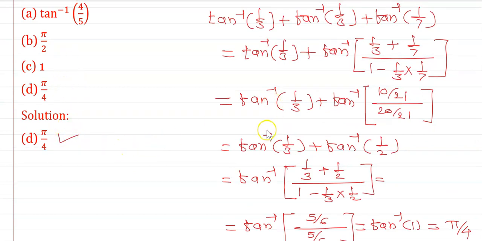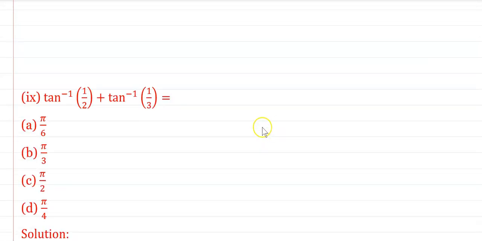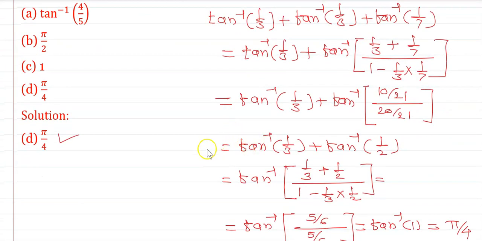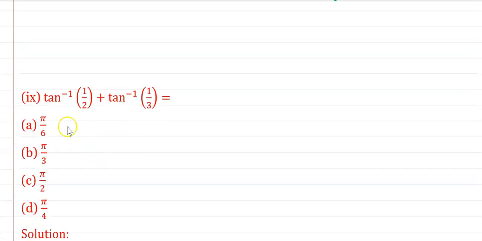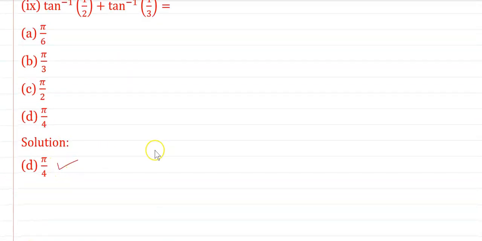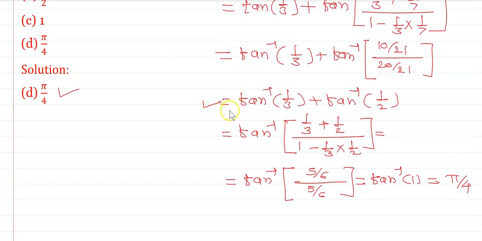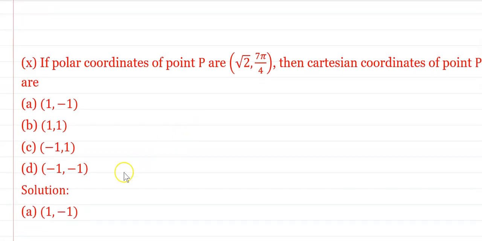Fast calculation is needed. Okay, now the next question, tan inverse of 1 upon 2 plus tan inverse of 1 by 3. Tan inverse of 1 upon 2 plus 1 by 3. We have just calculated this here. And what was the answer? The answer was pi by 4. Here the answer is pi by 4. We have calculated here tan inverse of 1 by 3 plus tan inverse of 1 upon 2. Okay. Now the next question.